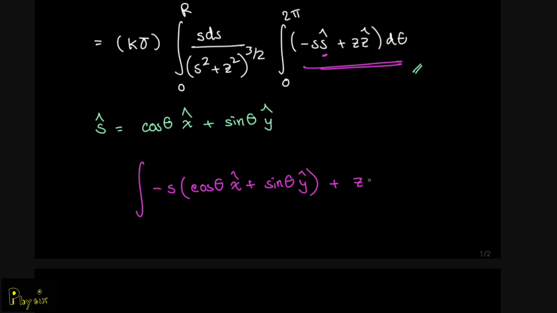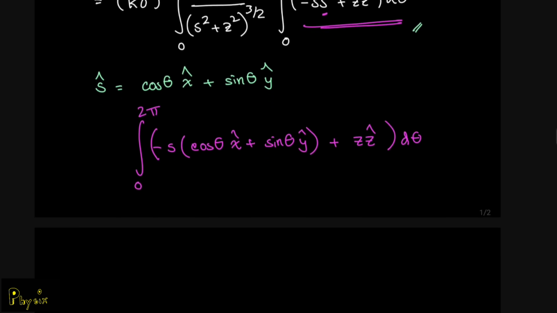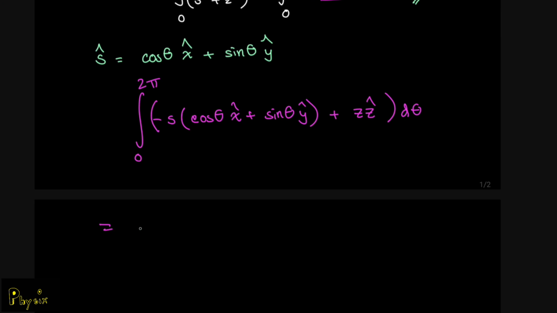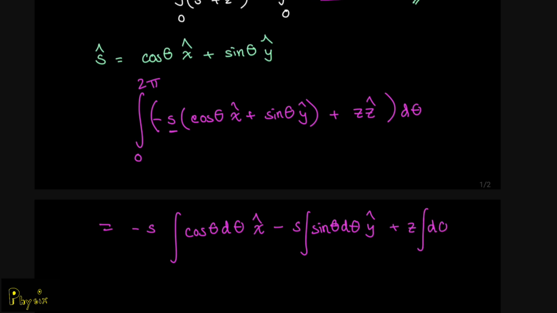plus z hat, and this entire thing is multiplied by d theta, and this spans from 0 to 2 pi. If you simplify this, you get something that looks like this: negative s, because this has no dependence on theta, negative s times cosine of theta d theta x hat minus s sine of theta d theta y hat plus z d theta. I should add d theta over here as well, and everything spans from 0 up until 2 pi.